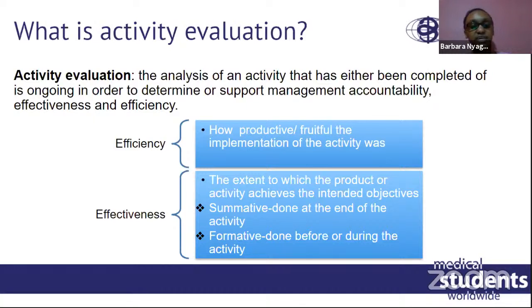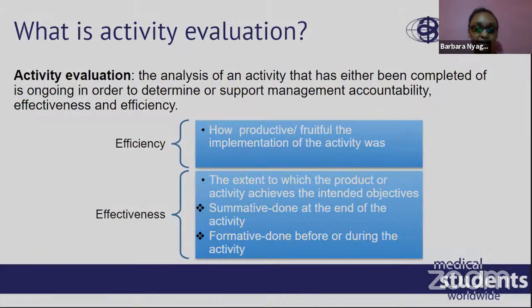So that's the efficiency, how productive the activity was. And when you look at the activity effectiveness, it's the extent to which the product or the activity achieved the intended objectives. Of course, when you're planning an activity, there are objectives that you've planned, and you also have success indicators. The extent to which you achieve these objectives and your success indicators is the effectiveness of your activity. And effectiveness can either be summative, which is done at the end of the activity, or formative, which is done before or during the activity. Yes, next slide.